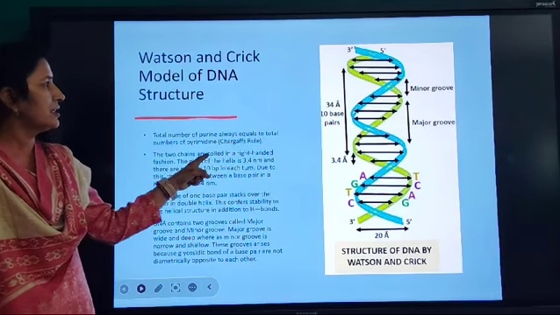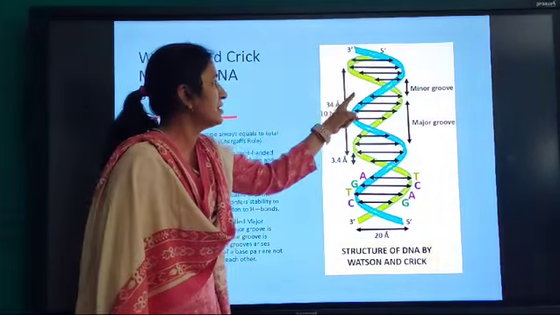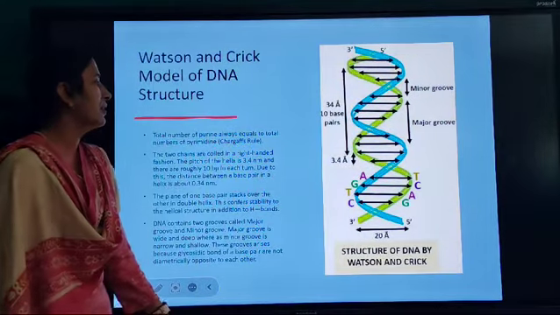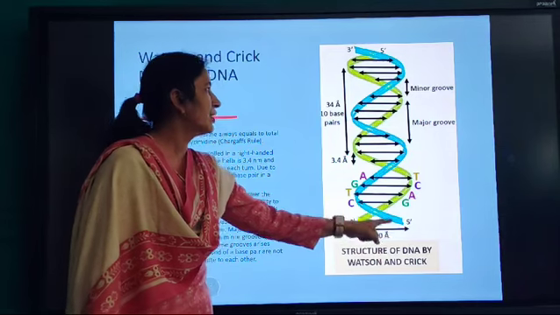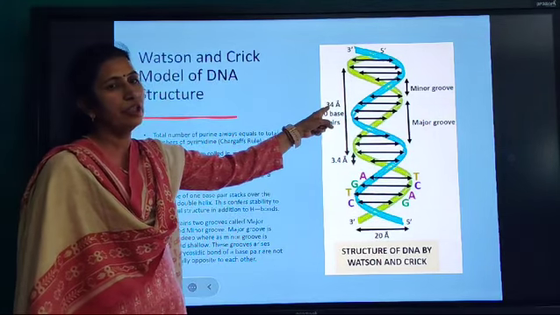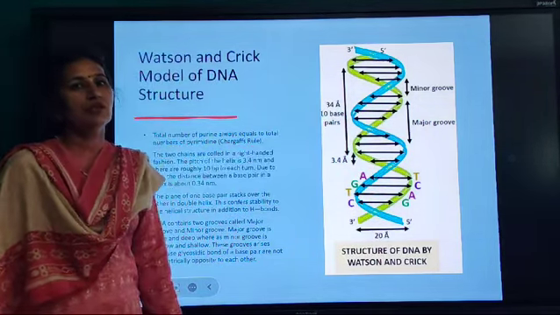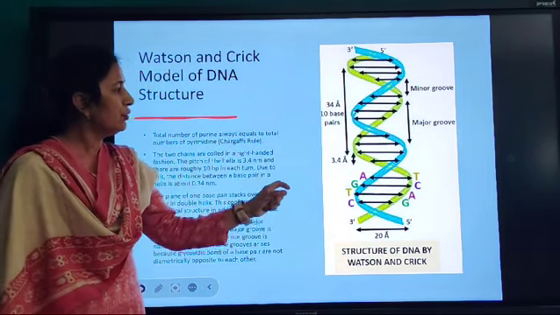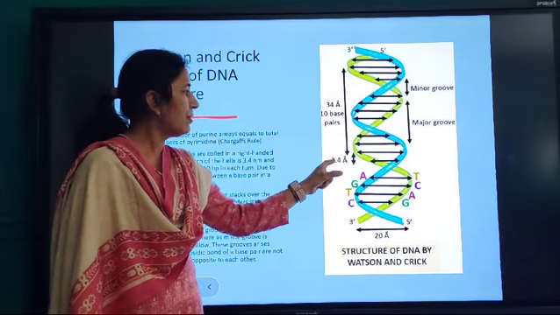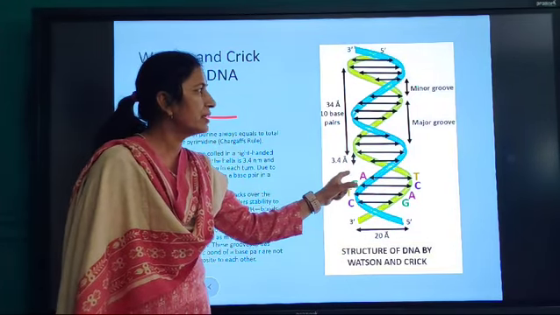These two chains are coiled in a right-handed fashion. The diameter of this helix is about 20 angstrom. The pitch of the helix is 34 angstrom, which consists of 10 base pairs. So, the distance between two adjacent base pairs is about 3.4 angstrom.